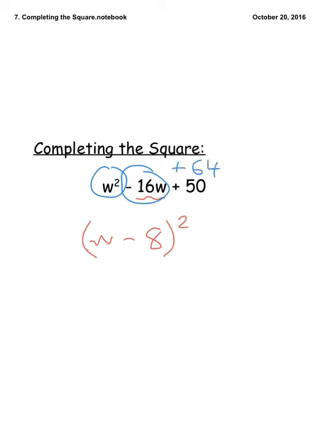I'm 14 ahead of where I should be. So my adjusting term has to bring my trinomial back to plus 50. I need to take away 14 from that 64 to get to 50.